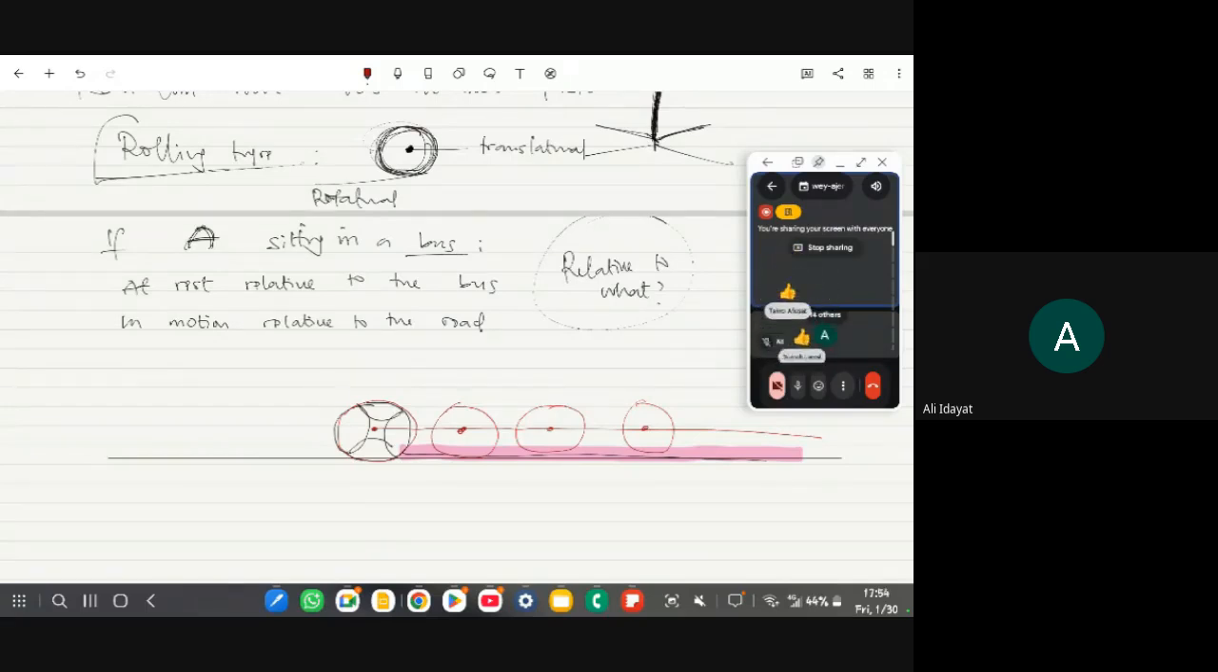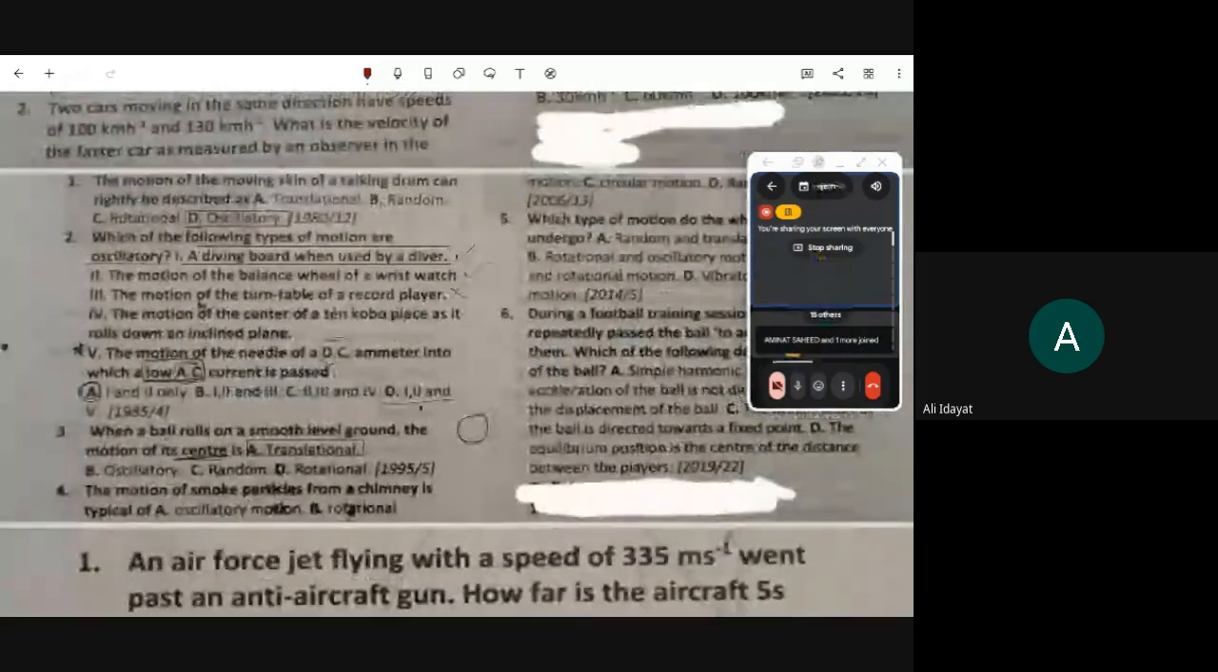Good. So this question here now, if you have picked rotational, you come back to tell me that you smashed the question. So when a ball rolls on a smooth level ground, the motion of its center is translational. But for the axis, you get a totally different answer. What's the answer? Rotational. Is that clear? Good.